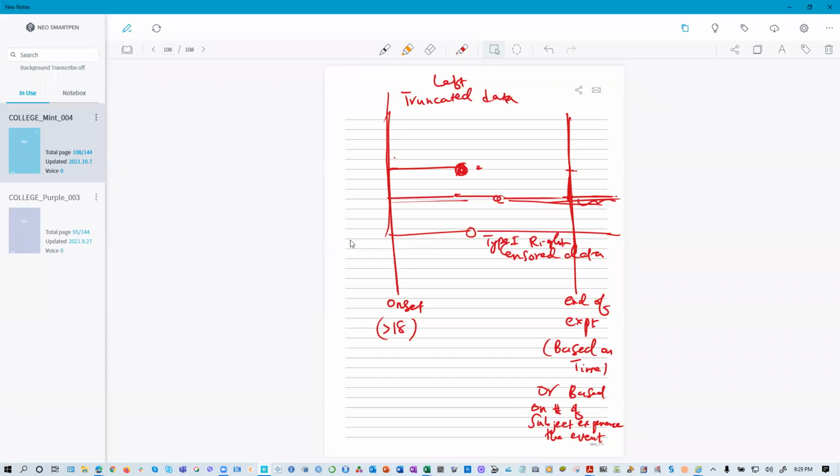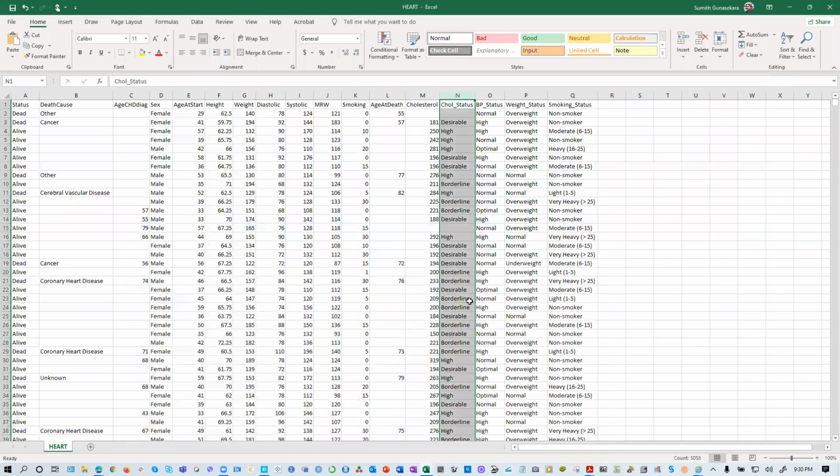Then you have an interval truncated data with the type one right sensor data, all type two right sensor data. And then the whole thing should be taken into account and tackled with the aid of the theory. The formulas or the explanation behind that one is important.